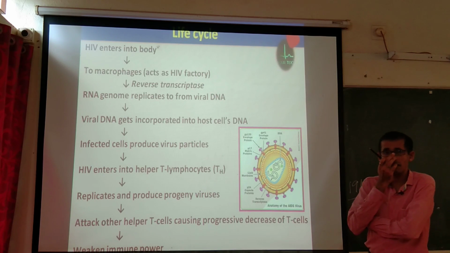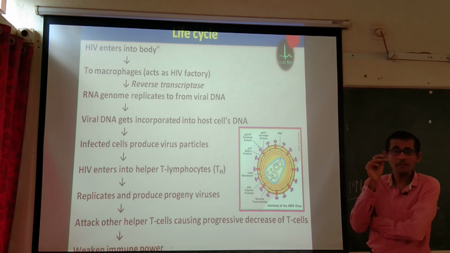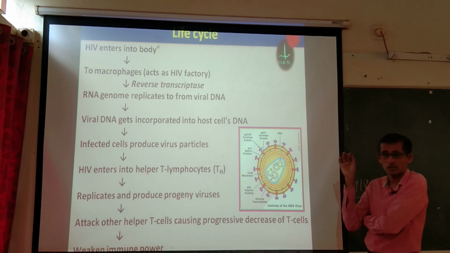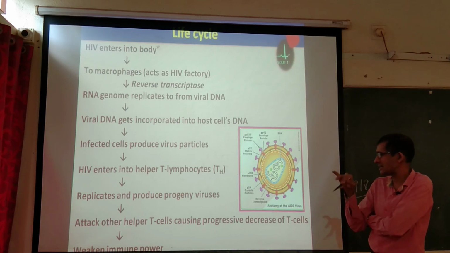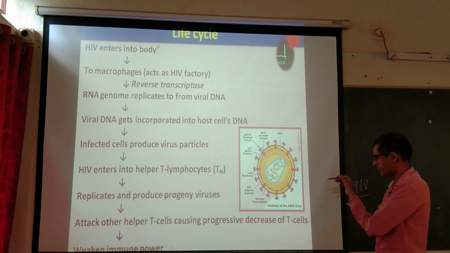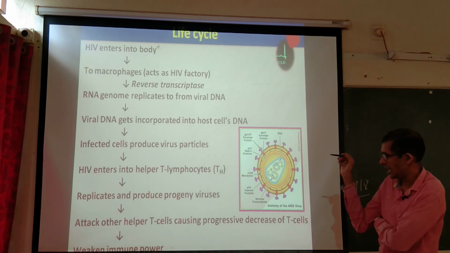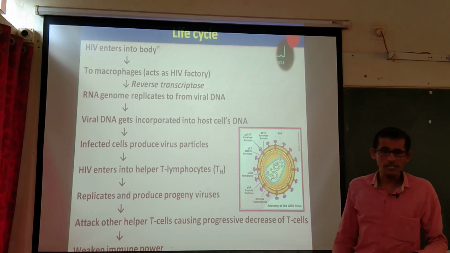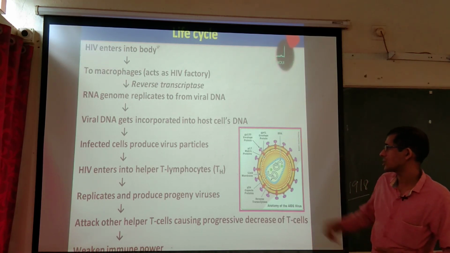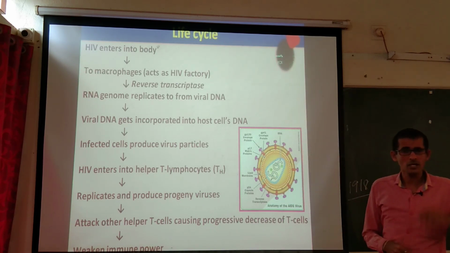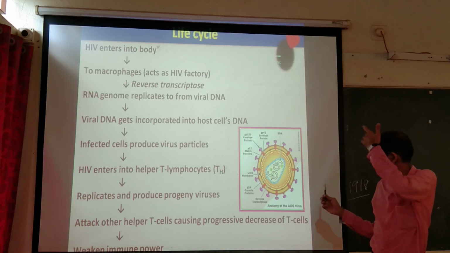So, usually, what is the function of the helper T cell? It will guide the B lymphocyte in the production of antibody. So, production of antibody is going to be reduced here, a decline of that production will be there. Then it attacks other helper T cells causing progressive decrease of T cells and weakening of immune power. So, day by day the weakening of the immune power will be there because of this reaction. So, remember children, I have given this in flow chart format, in previous classes also I have given the life cycle, just recalling. Okay.